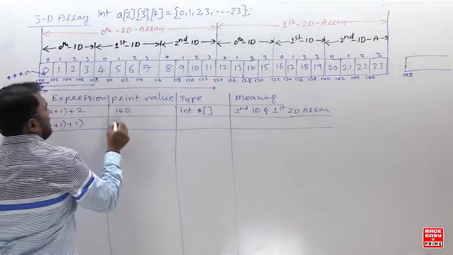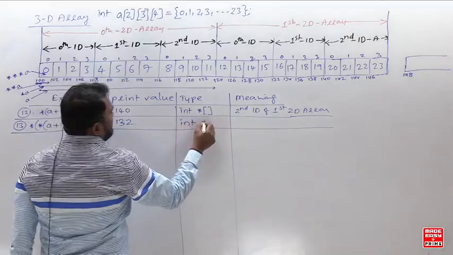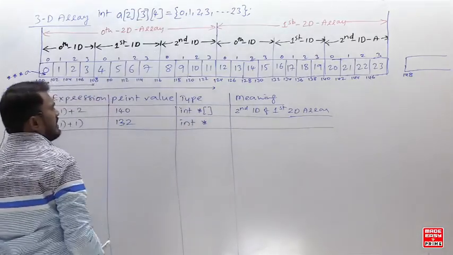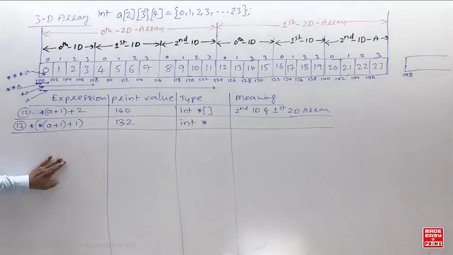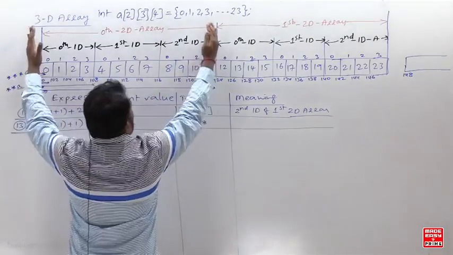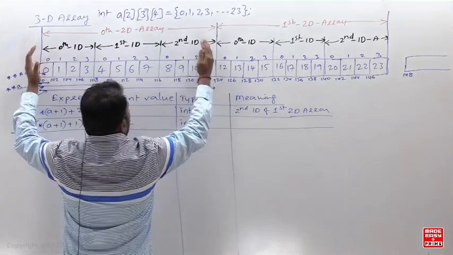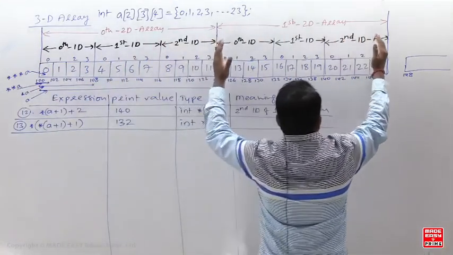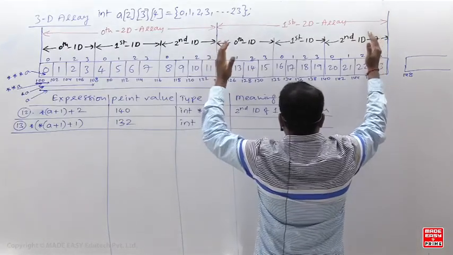The right answer is 132, and the type is int star. Those who are having doubt, listen carefully. A means the 0th 2D array. A plus 1 means the first 2D array. Don't confuse.